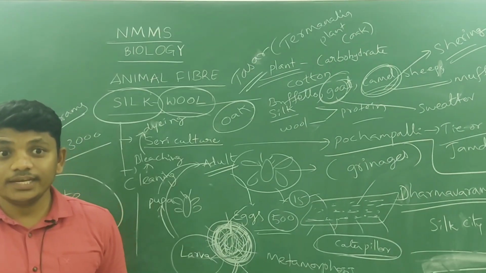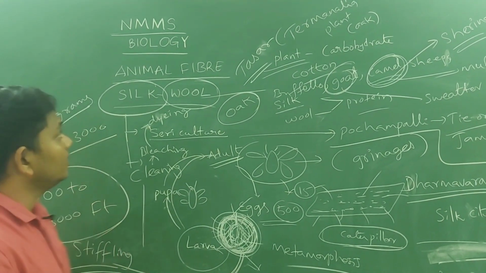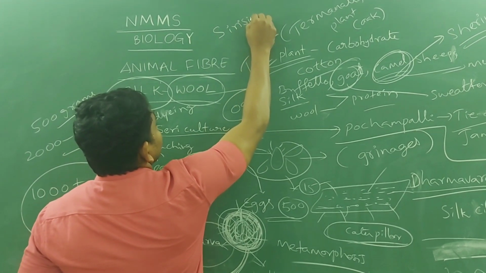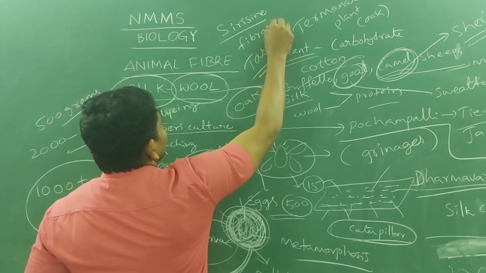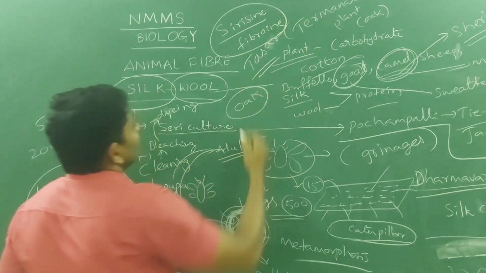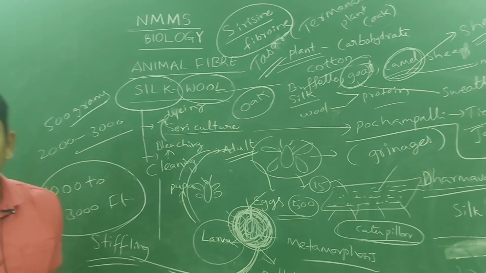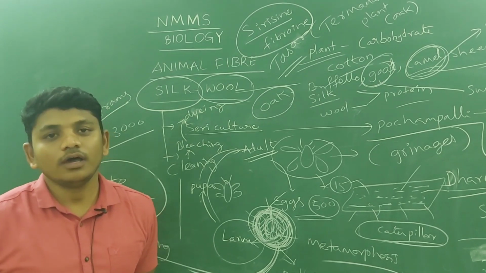Okay. In silk there are two types of protein materials. They are nothing but sericin and fibroin. Sericin and fibroin. These are protein materials available in silk. Very important for examination pattern. Sericin and fibroin are proteins in silk.